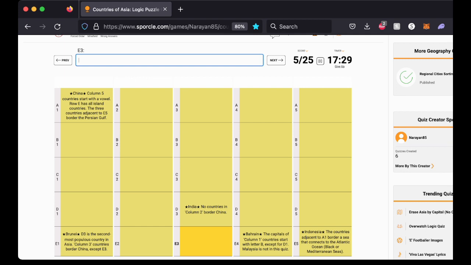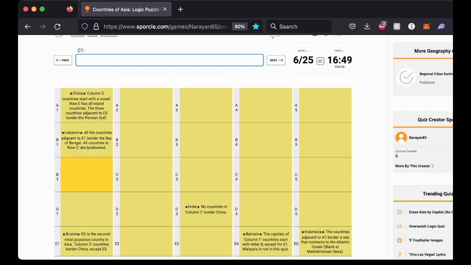Okay. Let's hear what else. Capitals in column 1 countries. Okay, well, let's look at this hint in E5. Countries adjacent to A1 border a sea that connects to the Atlantic Ocean, so the Black or Mediterranean Seas. And let's see here, capitals in column 1 countries start with the letter B. So, Lebanon's capital is Beirut, and it borders the Mediterranean, so for B1 I'm going to guess Lebanon.